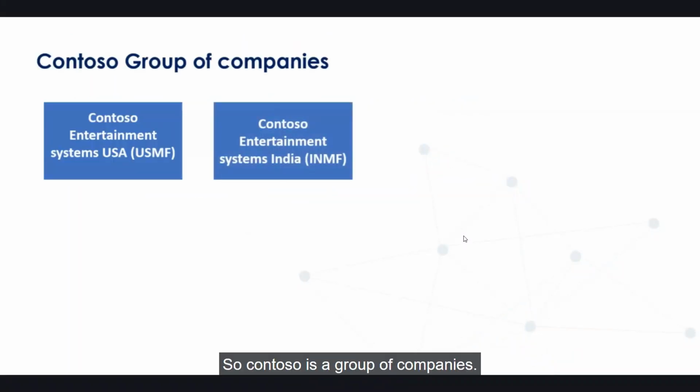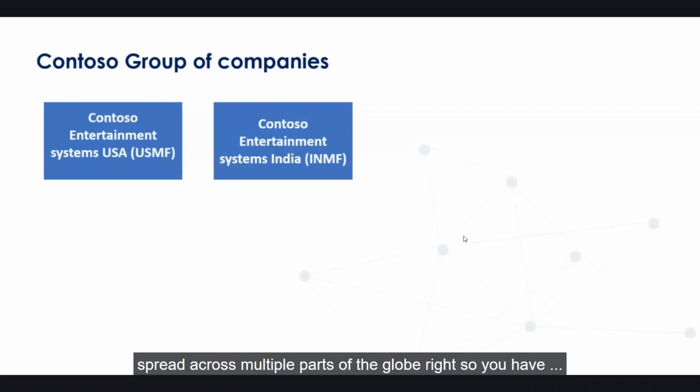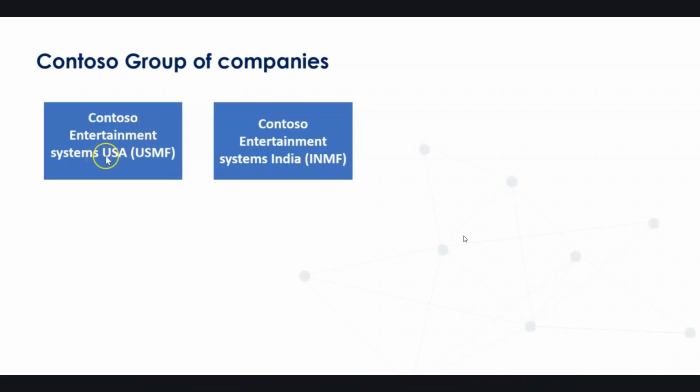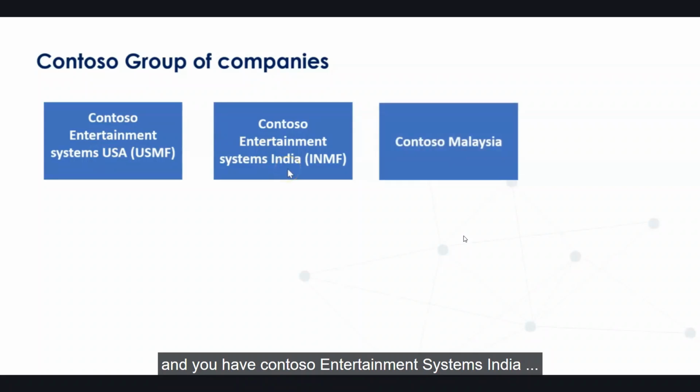So Contoso is a group of companies. So it is not a single legal entity. It is spread across multiple parts of the globe, right? So you have Contoso Entertainment Systems USA, and you have Contoso Entertainment Systems India, and you have one subsidiary in Malaysia.